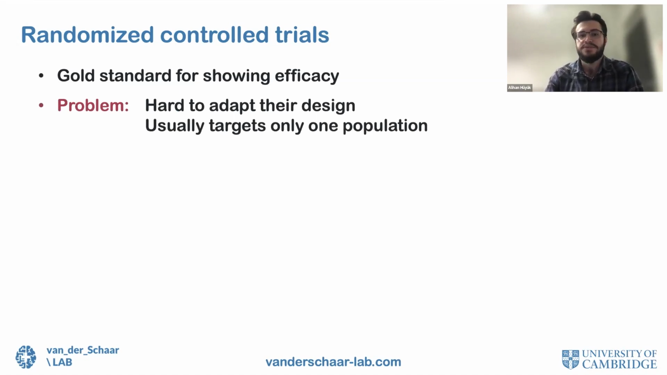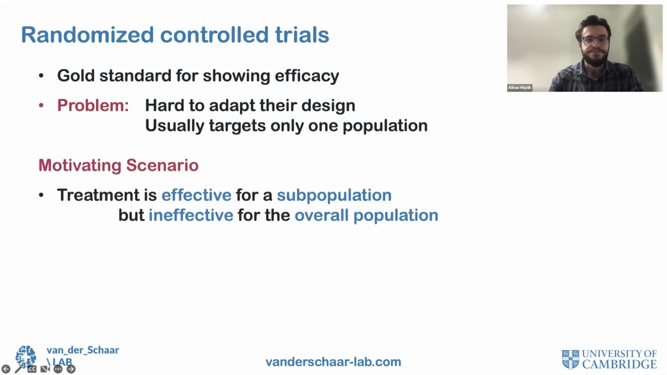There are well-recognized problems with this paradigm. First of all, these trials are very hard to adapt as they collect more information. Usually all aspects of the trial design, such as how many samples are going to be collected, need to be specified before the trial starts. Secondly, usually these trials target only one type of population, meaning they have a set inclusion criteria, and this inclusion criteria is not adapted as the trial continues. This can be problematic in certain scenarios.